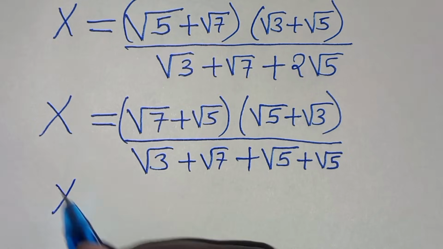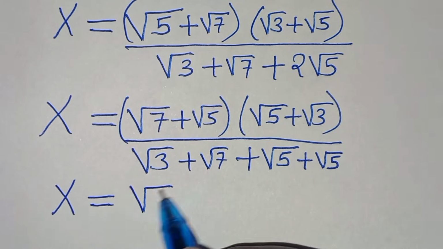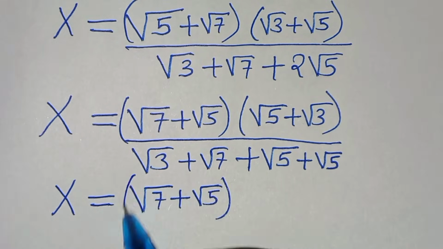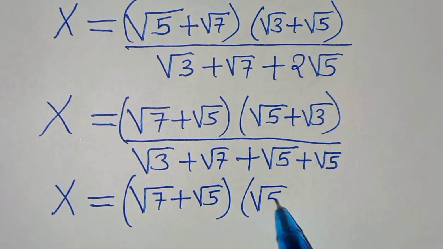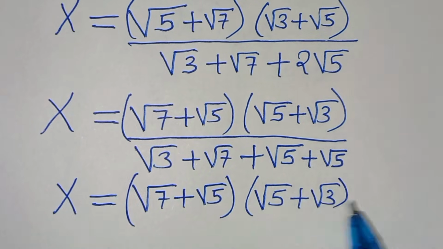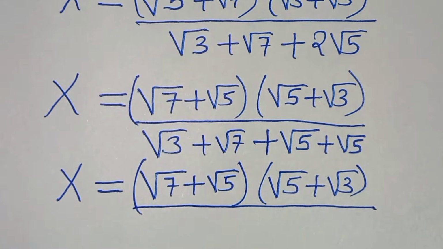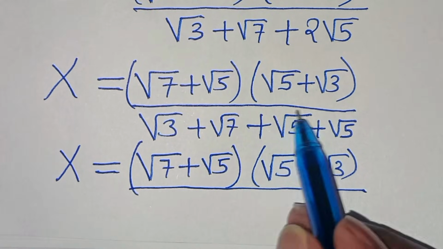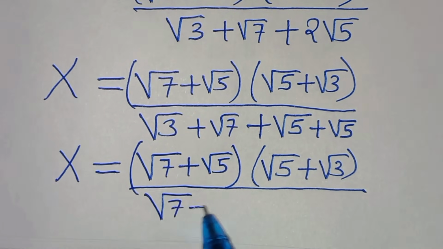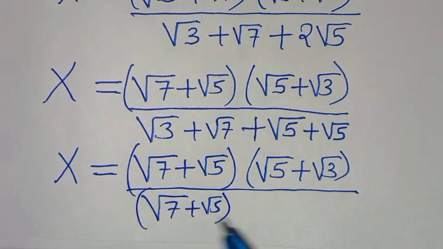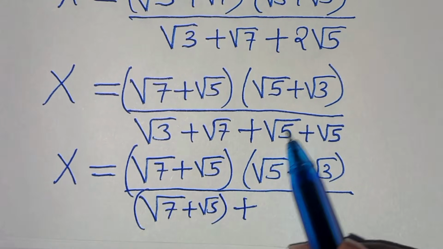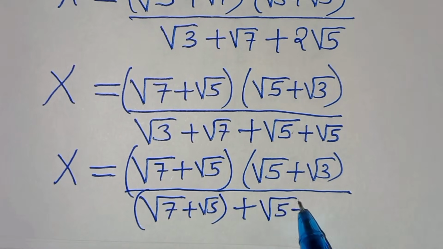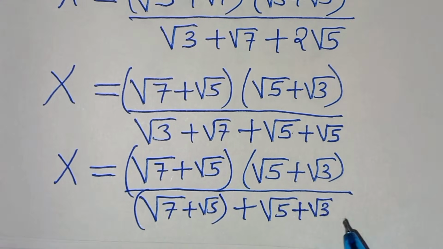So this implies we have x is equal to square root of 7 plus square root of 5, close the parentheses, then this is square root of 5 plus square root of 3 divided by, here we have square root of 7 plus square root of 5, so this is square root of 7 plus square root of 5, then plus, now we have square root of 5 here and square root of 3, so this is square root of 5 plus square root of 3.